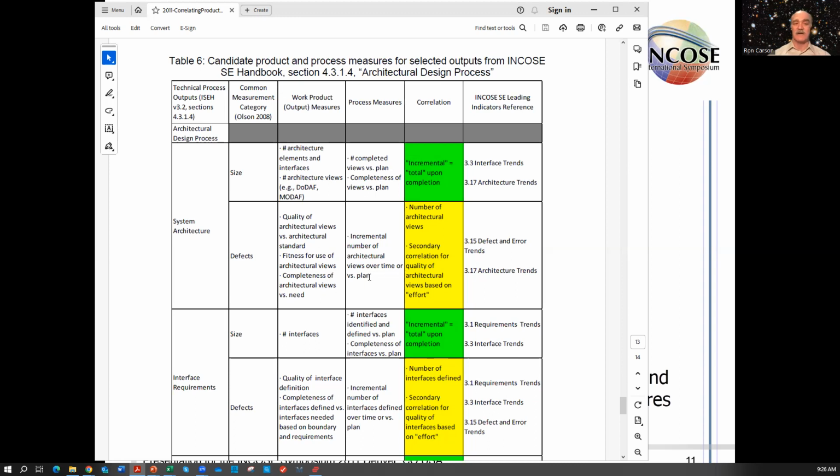I will talk about architecture measures in the fourth lecture on these measurement presentations, so stay tuned. I'll have that available in a few weeks. But system architecture quality is much more difficult to assess other than with respect to an architecture framework set of standard views. That doesn't necessarily tell you about the quality of the architecture itself, just the degree to which it conforms to some architecture framework standard.